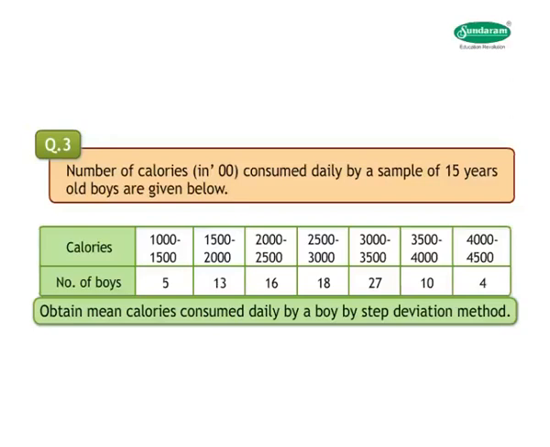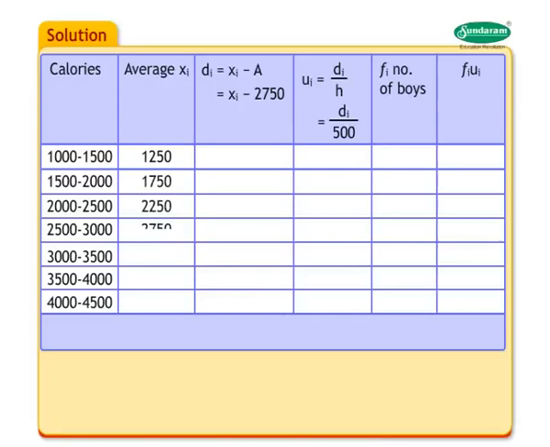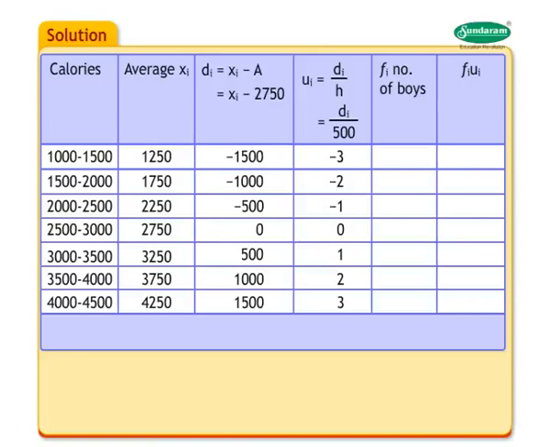Solution: let us draw a table containing 6 columns. Write calories consumed daily in column 1 and average xi in column 2. In column 3, write di is equal to xi minus A, where A is the assumed mean. Values of ui is equal to di upon h is to be written in column 4, where h is the width of class interval. Write the frequency fi of the given number of boys in column 5.